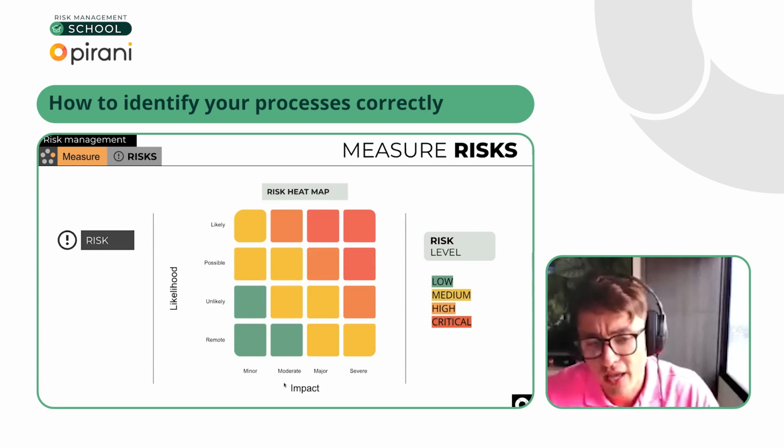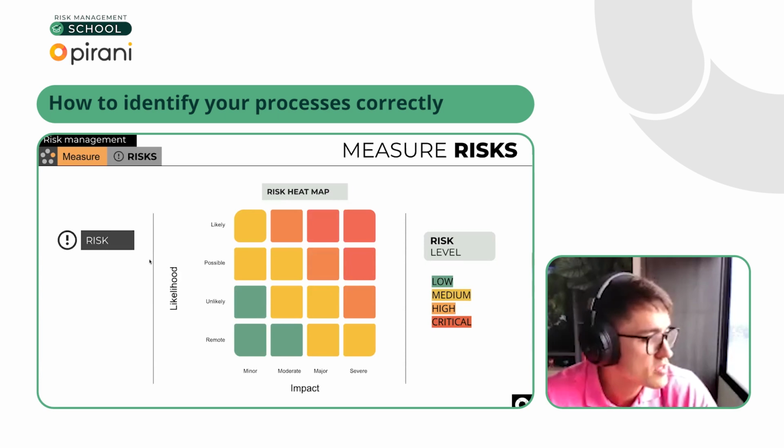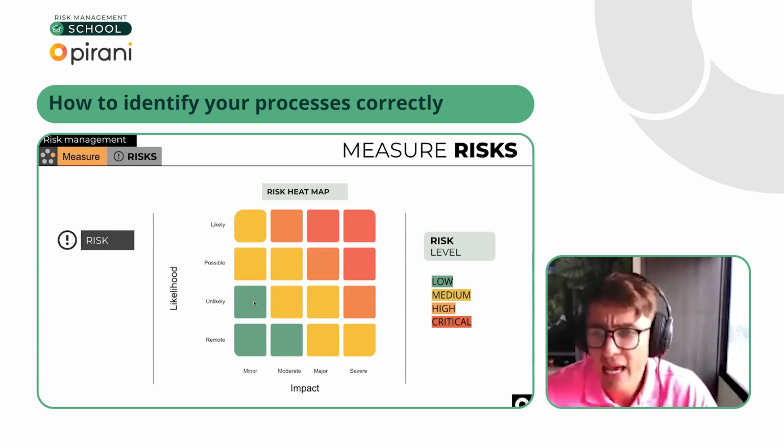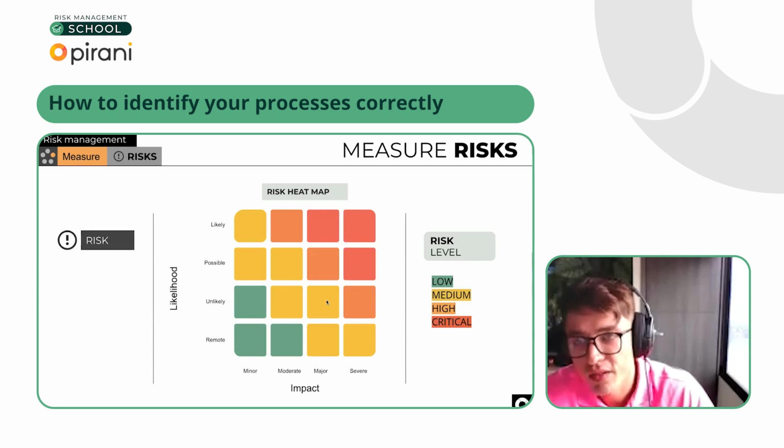And of course, the impact: minor, moderate, major, severe. When I put a risk and measure the likelihood, I'm going to say, okay, for the risk of not delivering the pizza on time, the likelihood would be unlikely, almost never happens. But the impact that I'm going to have here will be major, because of the confidence of my clients or my reputation or whatever. So in this case, my risk will be located here in the risk heat map, right?